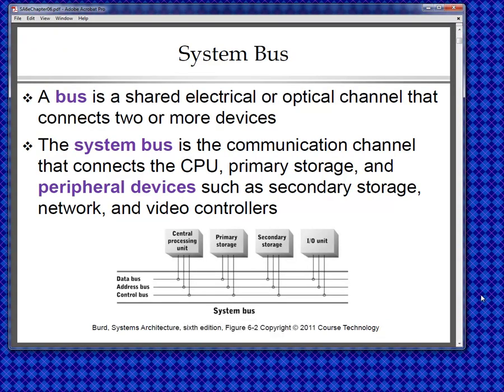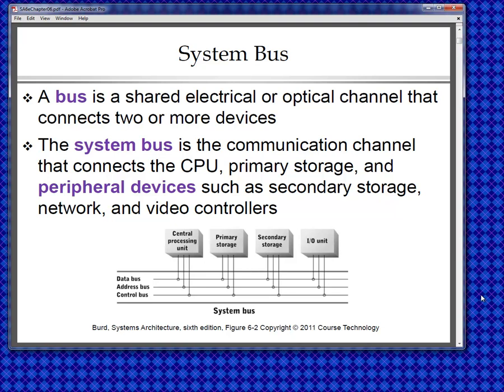Okay, so what is a bus? A bus is a shared channel that connects two or more devices. That channel could be electrical, it could be optical. In today's computers, it's usually electrical, but we expect optical channels to supplant those electrical channels at some point in the not too distant future.